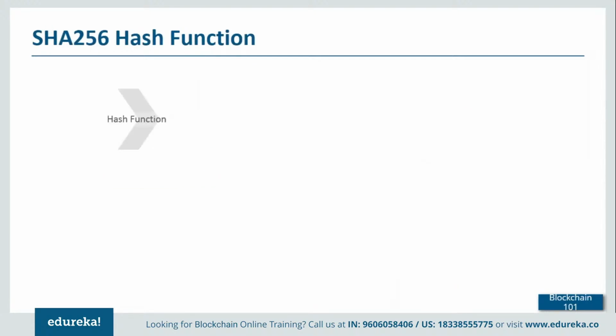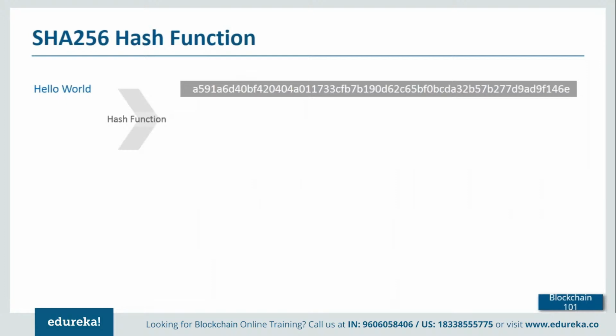Now, to give you a better understanding of how the hash function works, let's take an example here. Let's say I'm going to give hello world as an input to the hash function. It is going to give me a corresponding output. Looking at this output, I'm quite sure none of you can guess that hello world was the input. And this algorithm is so complex that even if you make a slight change to the input, the output value completely changes. Let me show you that.